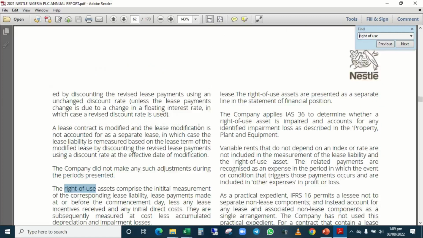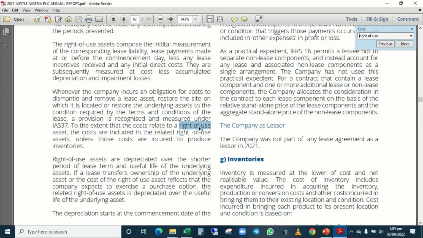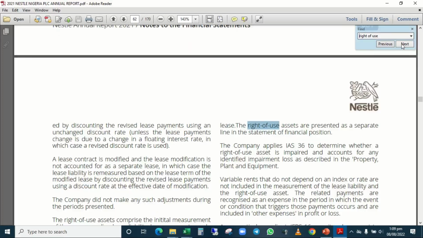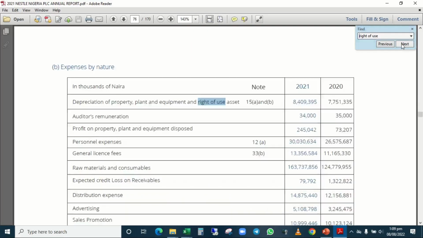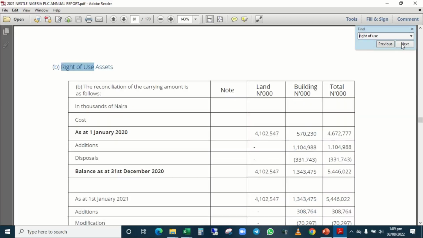So, some write-up on right of use, which you can read up. Right of use assets are depreciated over the shorter period of lease term, so you can see that. Okay, so I'm going to the notes to see the breakdown of right of use.